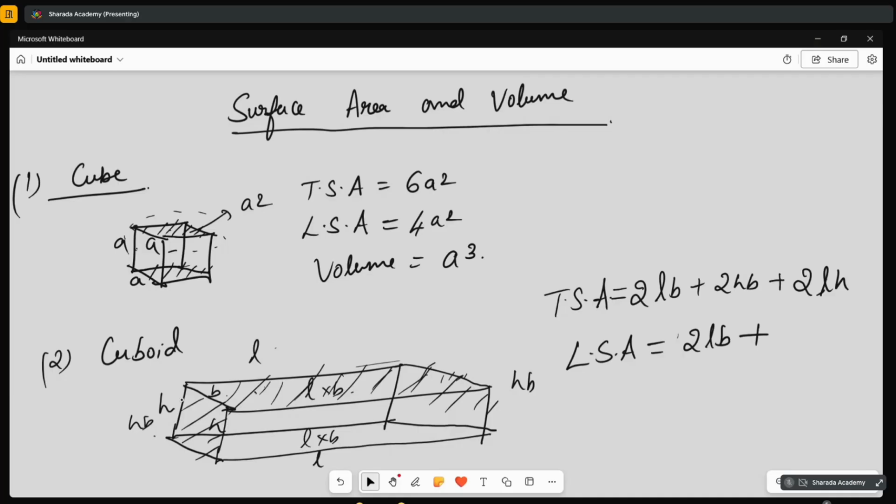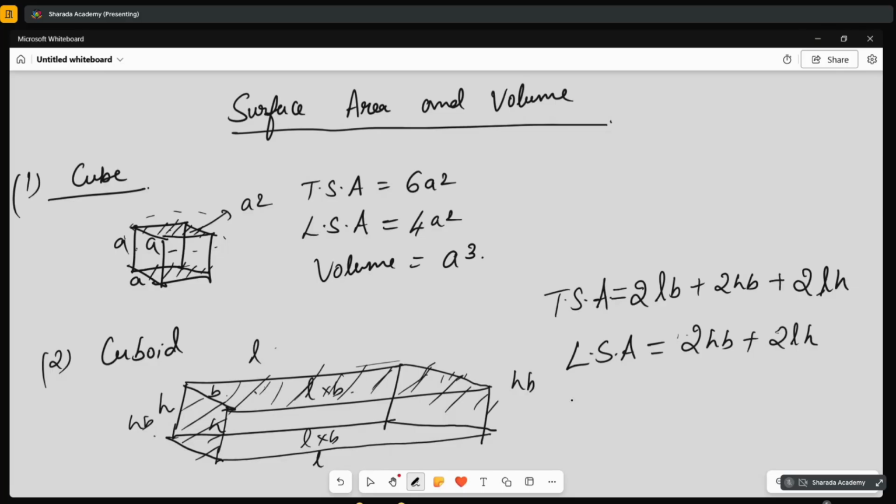Okay, whenever the lateral surface area is there, in the cuboid you will have the 6 faces. See, 1, 2, 3, 4, 5, 6. Top and the bottom faces we don't consider when we are doing the lateral surface area. Then L into B will not be there. Okay, so it will be equal to 2H into B plus 2L into H.